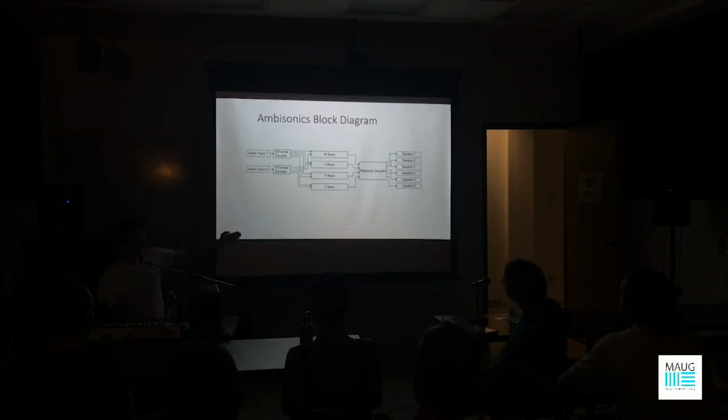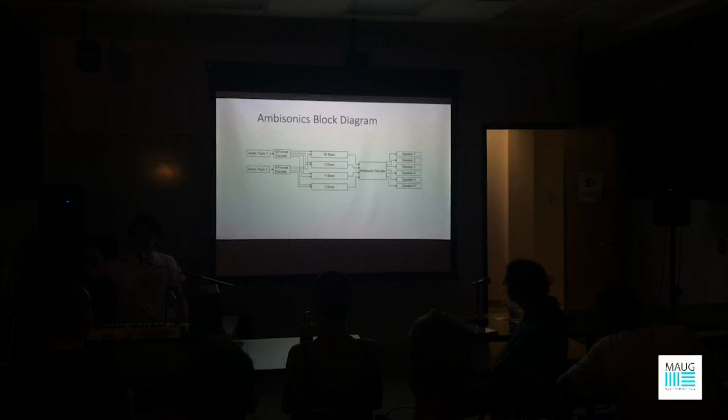So WXYZ, that's the nomenclature. That's what we call B format. So that's a 4-channel first order Ambisonic signal. And so then you have this 4-channel signal, and then you're going to go through a decode process. The Ambisonic decoder basically takes locations of loudspeakers as its input, combined with an Ambisonic signal, and then it'll send the appropriate signal to each loudspeaker.